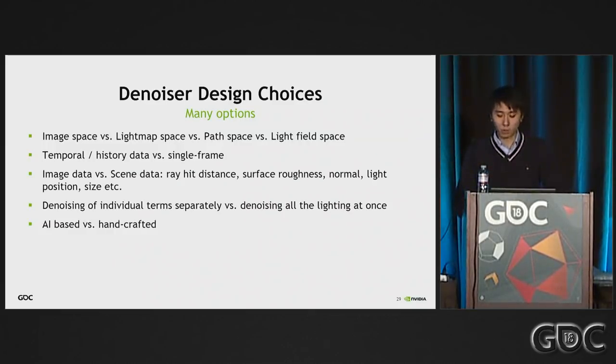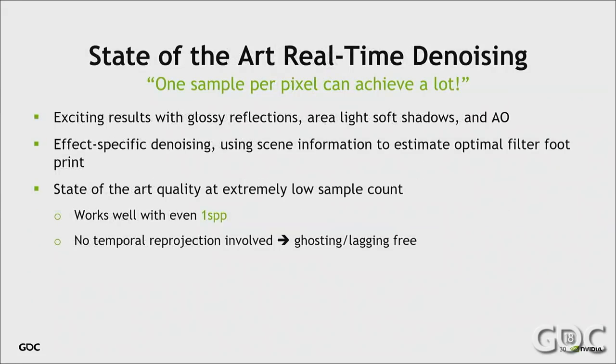Another really important design choice is that we can design effect-specific filters, or we can design filters that work on all the lighting components altogether. The former is probably more expensive, since we might need to do multiple filtering passes for each of those effects. But the latter is actually trickier, since you might have different effects overlapping on the same pixels, and they may require very different filter radii. So yeah, these are just the choices.